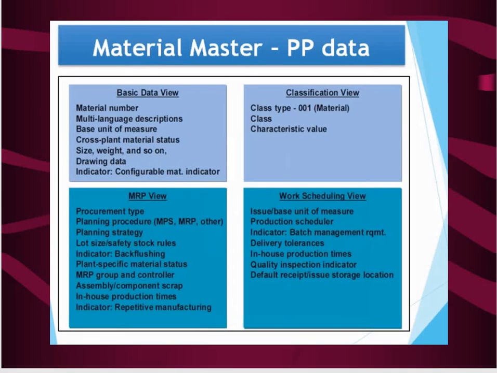MRP view. In the MRP view, we have to focus on the procurement type, planning procedures, planning strategy, lot size indicators, MRP group and controllers, in-house production time, and so on. In the work scheduling view, you have to look at the issue base unit of measure, production scheduler, indicators, batch management requirement, delivery tolerance, in-house production time, quality inspection indicators, and default receipt and issue for storage locations. Don't worry, I'll cover all this in the material master, and I'll create a live material master in front of you. Don't get scared, it's just an overview of the material master.